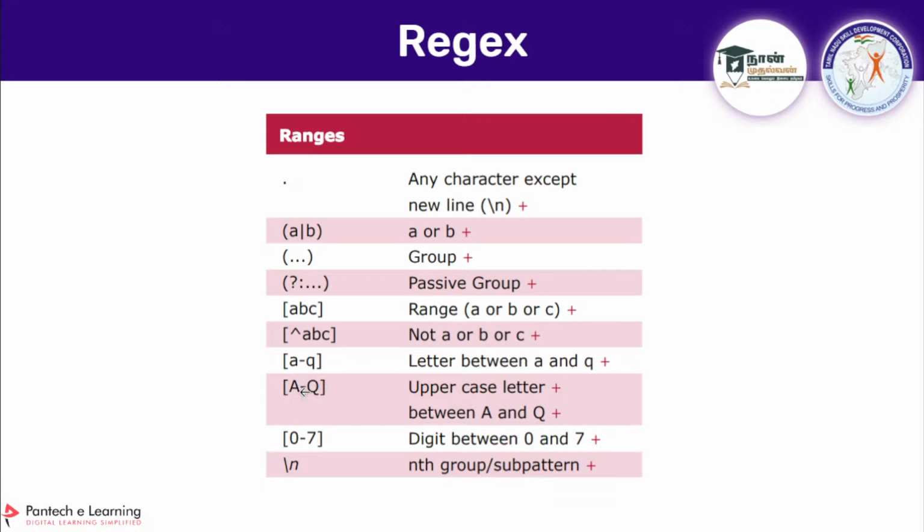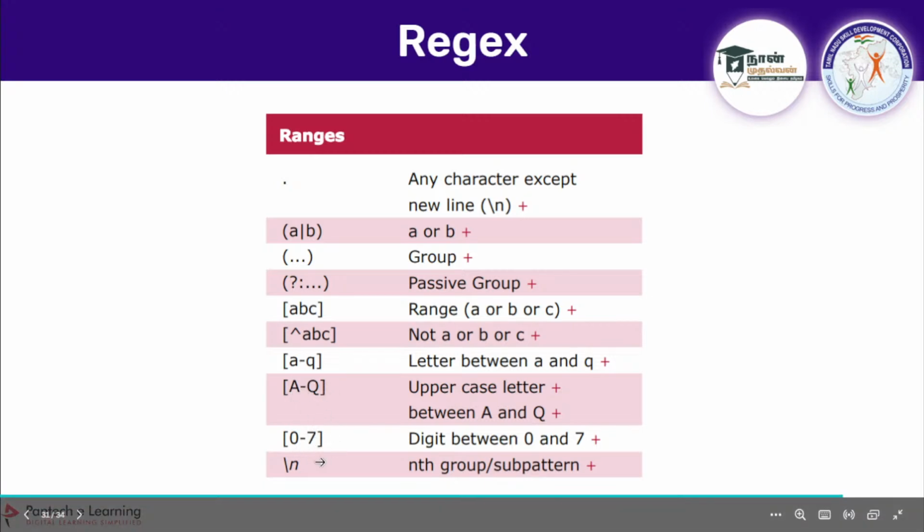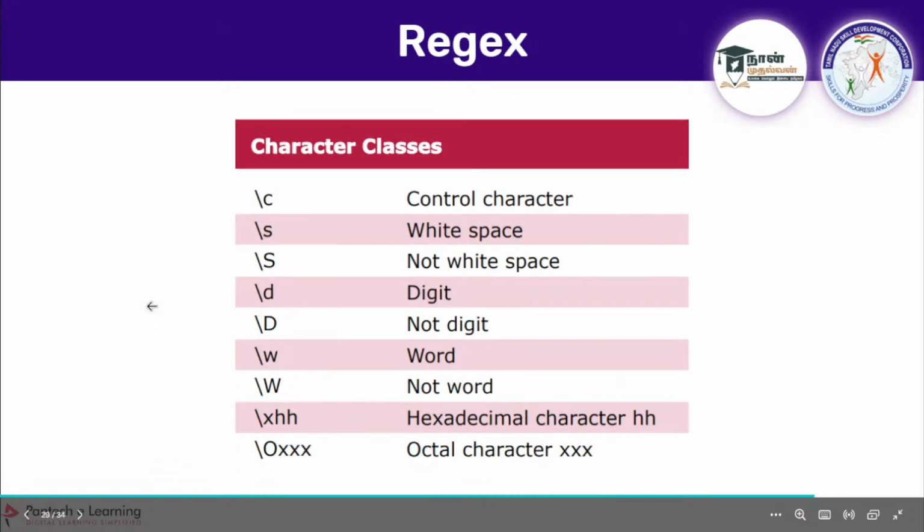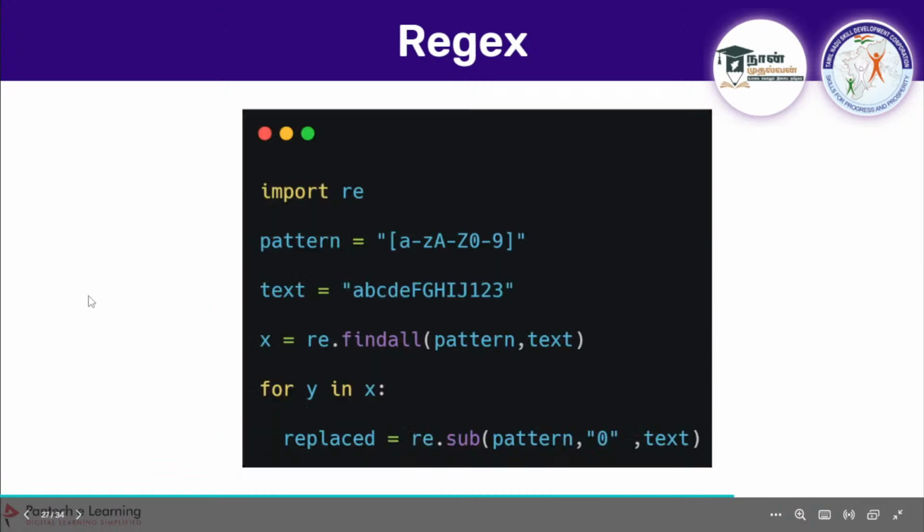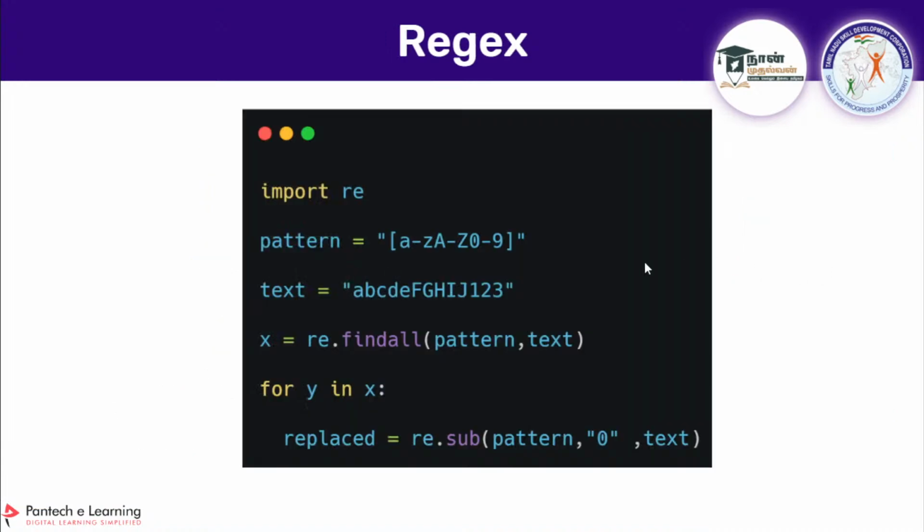You can go and get this from capital A to capital Q, or number from 0 to 7, you can go there. This n sub pattern. Like for example, when you see it here in this pattern, actually I have mentioned anything which is in the small letters, in the capital letters, and from 0 to 9 to actually match this one.